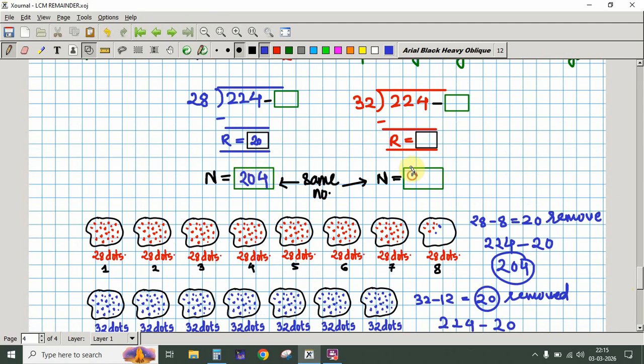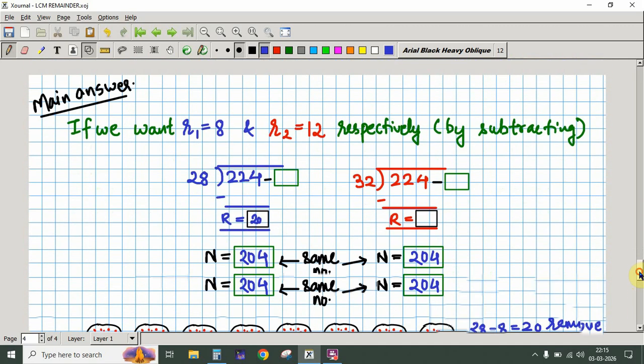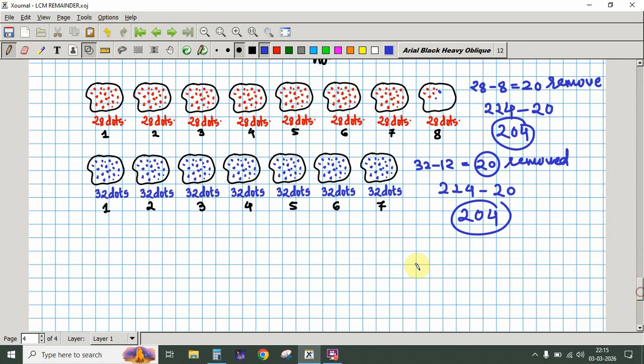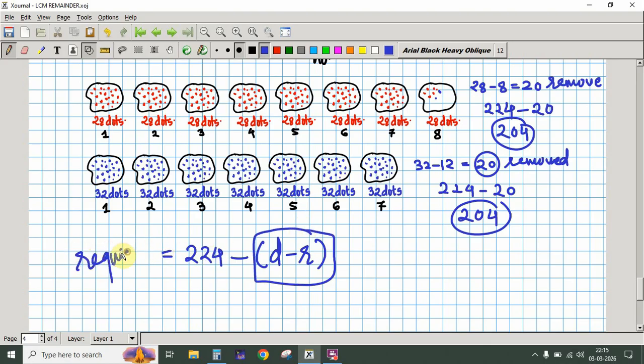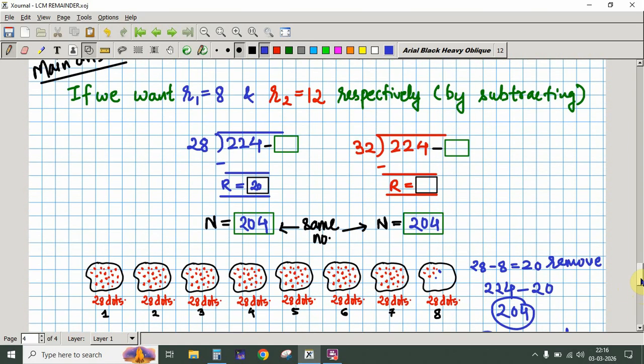The number is 204. Now tell me, do I need to fill this? I have repeated this so many times that it's a routine now. I hope the idea is clear. So 224 minus the divisor minus the remainder. In this case, this quantity was the same. That's why the required number is LCM minus the difference D minus R. Either you take the first divisor or the second divisor, it doesn't matter, because this quantity is the same. And we have a unique solution over here.